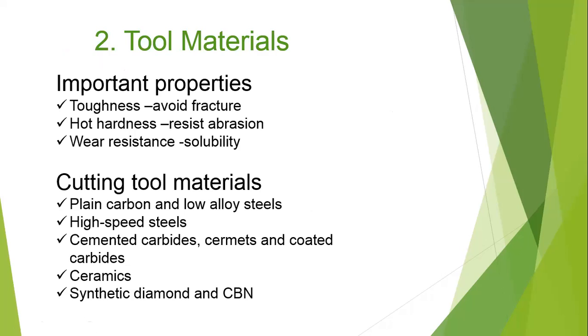Tool material, there are three important things. Toughness: to avoid failure, the tool material must possess high toughness. Toughness is the capacity of a material to absorb energy without failing. Hot hardness is the ability of a material to retain its hardness at high temperature. This is required because of the high temperature environment in which the tool operates. Another is wear resistance.